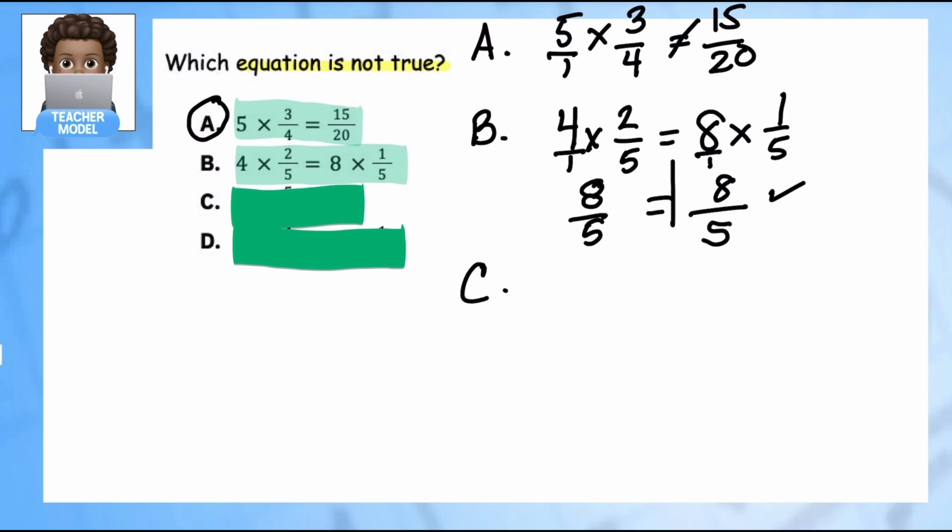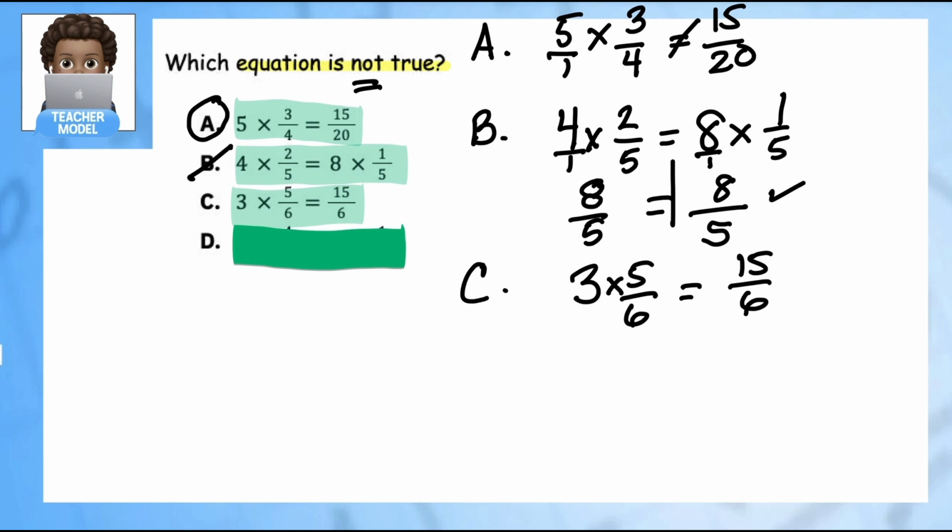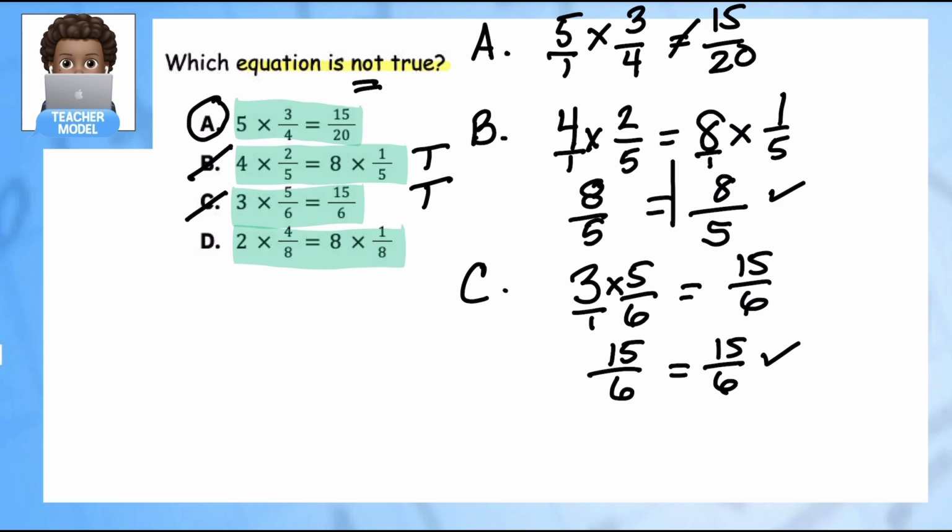Let's look at C. Now we know we were looking for one that was not true. For C, we had 3 times 5 over 6 is equal to 15 over 6. So luckily, the one on the right is already simplified, so we just have to simplify the expression on the left. Here we go, because I have 3 wholes. 3 times 5 is 15, and 1 times 6 is 6. So yes, 15 over 6 is equal to 15 over 6, so that is true. So that's why we're crossing these out. And let's look at the last one.